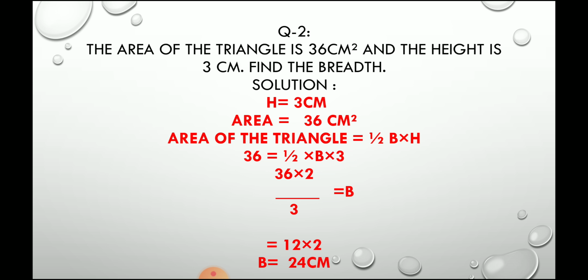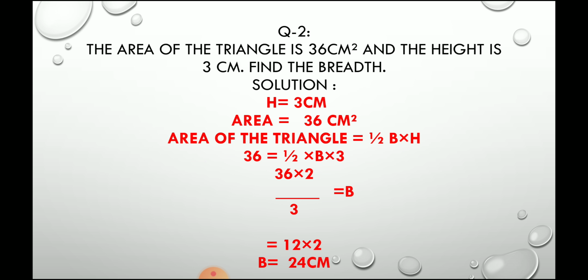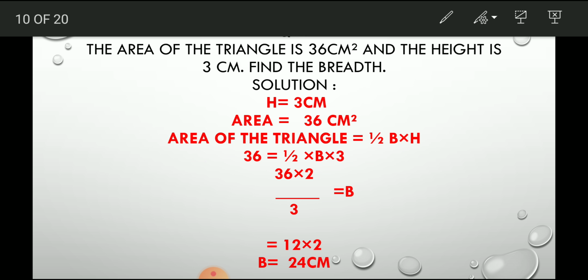Okay, so see the area of the triangle. What is the formula? The formula is half BH. Okay, so they already gave the value of area of the triangle, that is 36. Then on the other side we put the formula and the measurements.